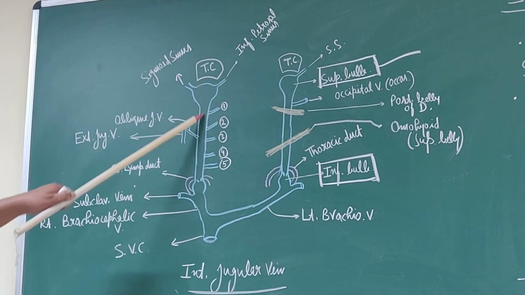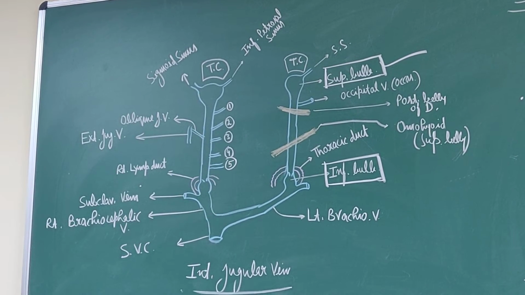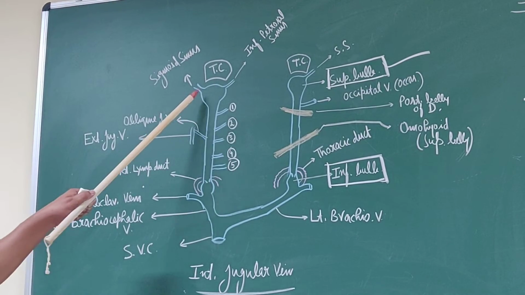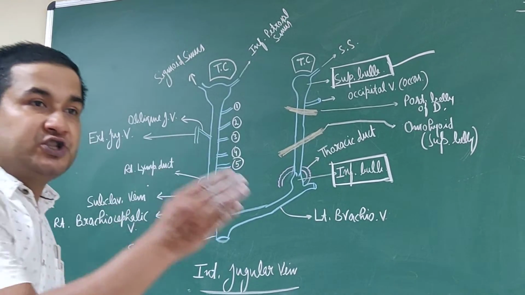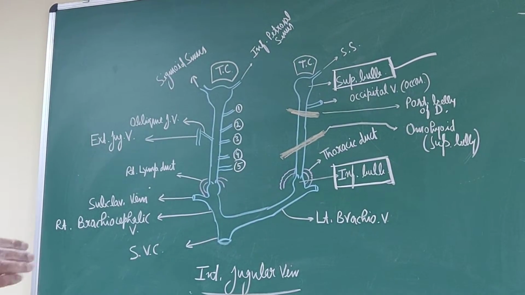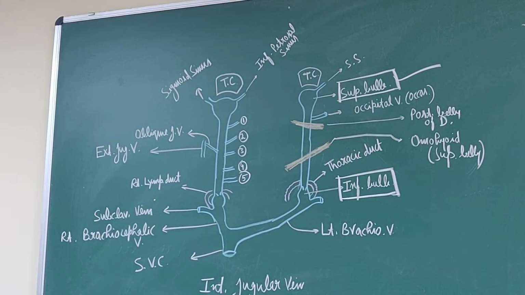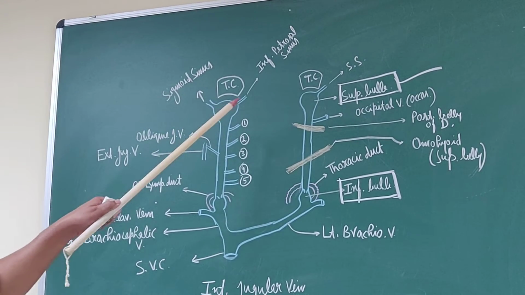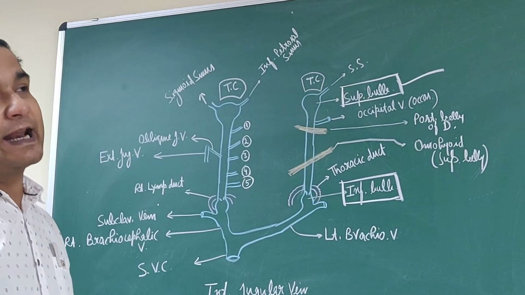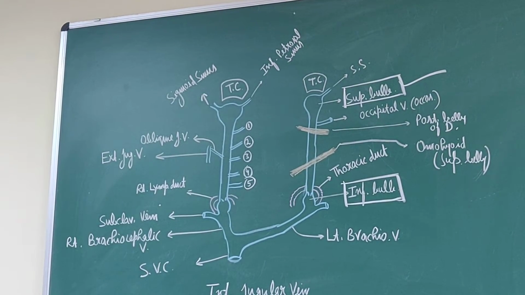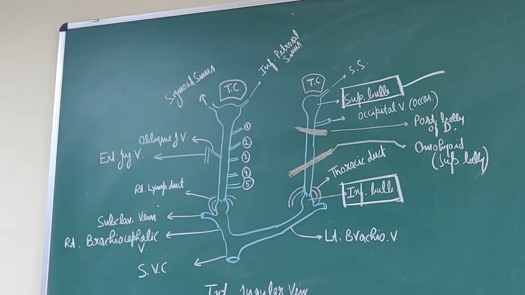Then it descends vertically downwards in the neck, lateral to the internal carotid artery and the common carotid artery. At the base of the skull, this internal jugular vein is situated posterior to the internal carotid artery, because the carotid canal is situated anterior while the jugular foramen is situated posterior. Between these two structures, the internal jugular vein and the internal carotid artery, there are the last 4 cranial nerves, that is the 9th, 10th, 11th and 12th. These 4 cranial nerves are present between the artery and the vein.